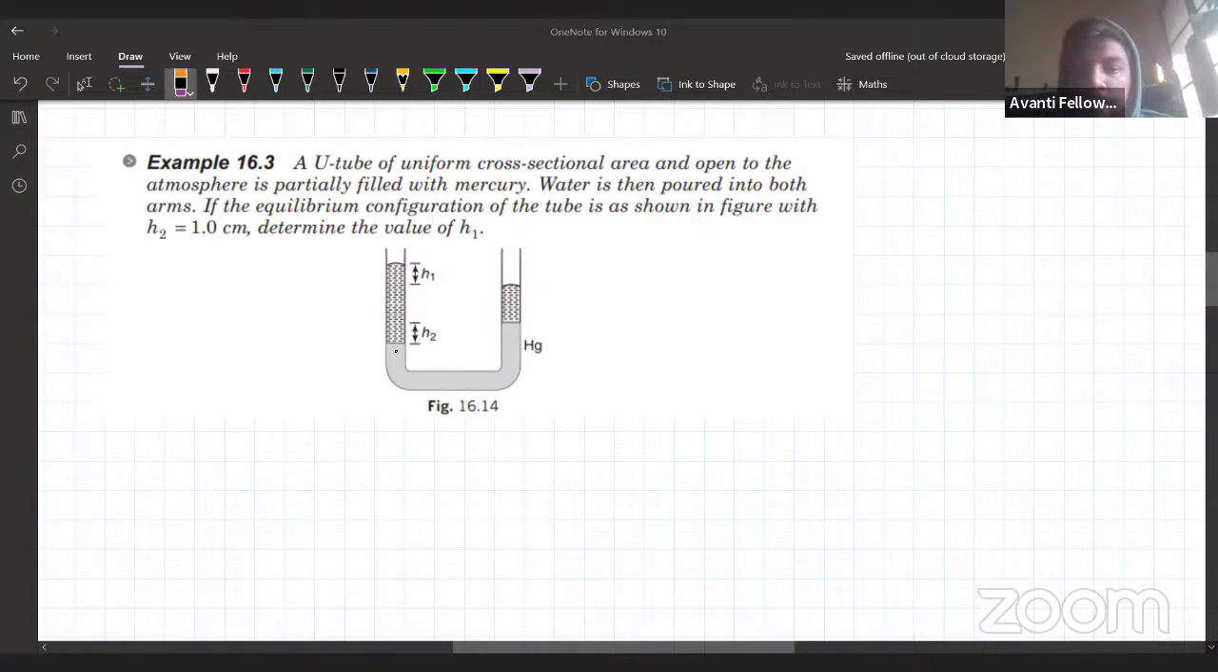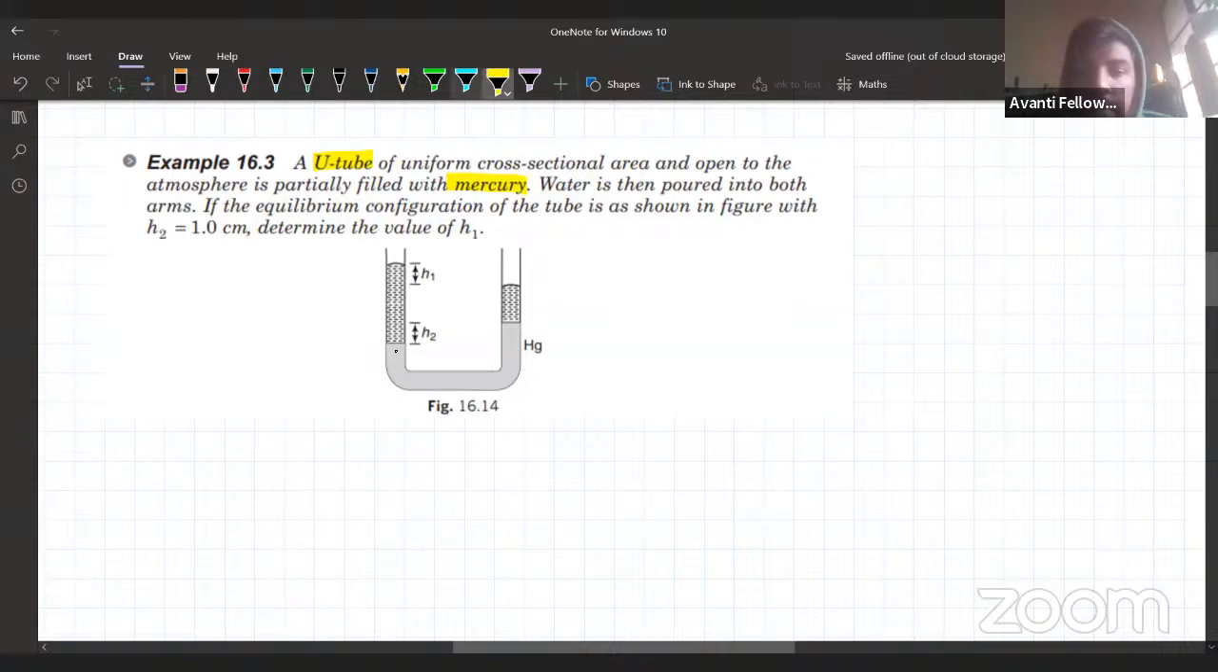Okay, it's my turn now. A U-tube of uniform cross-sectional area and open to the atmosphere is partially filled with mercury. It's not that YouTube, just to be clear. Very bad joke. Water is then poured into both arms, meaning water is poured on both sides. I'm coloring the water blue. The dotted one is given as water.